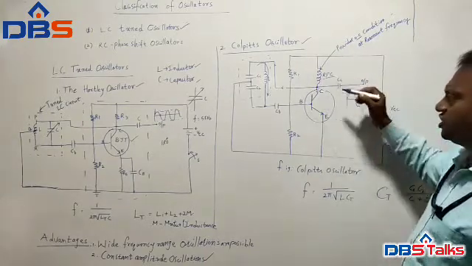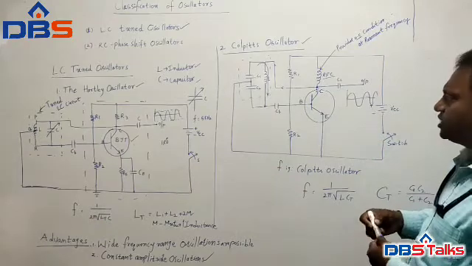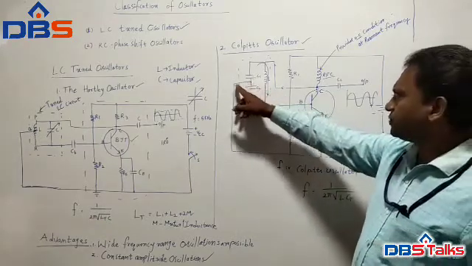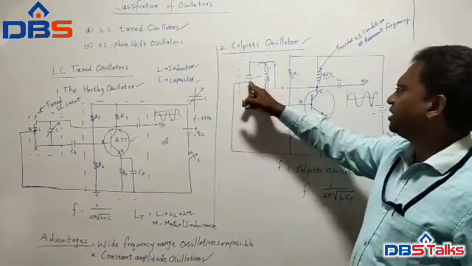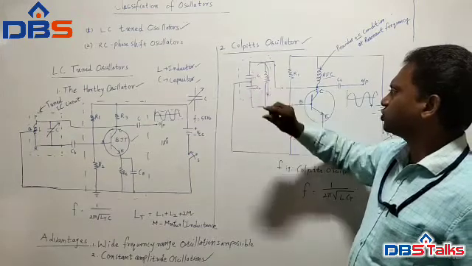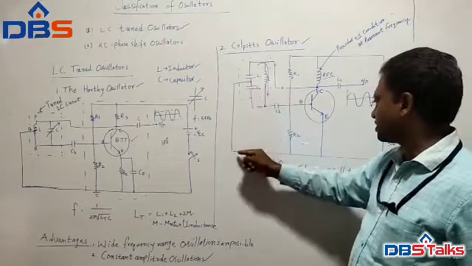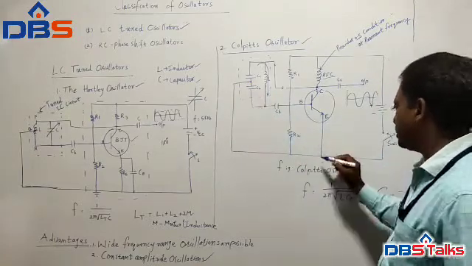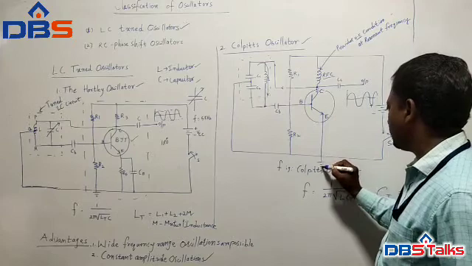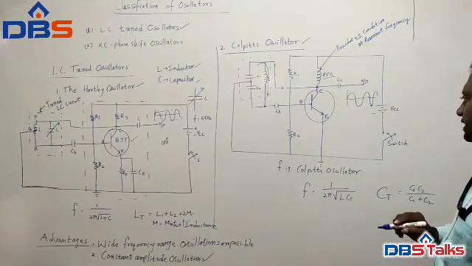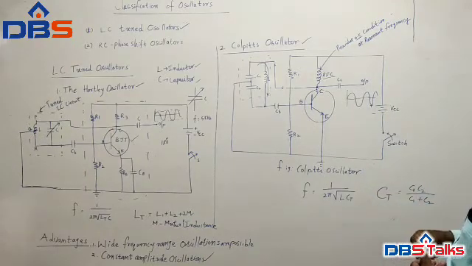So charging and discharging takes place, and the only difference is we take the center tapping. The midpoint of these two capacitors is where the signal is taken, and that signal is given to the emitter of the transistor. Okay, like this, ground, simply you can say that it is a ground.